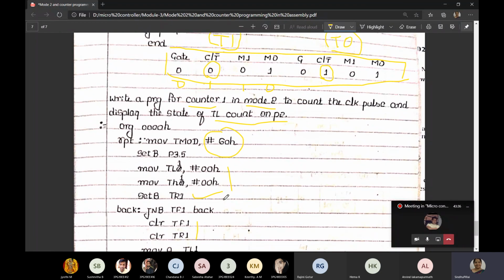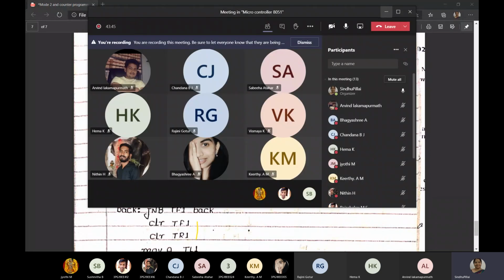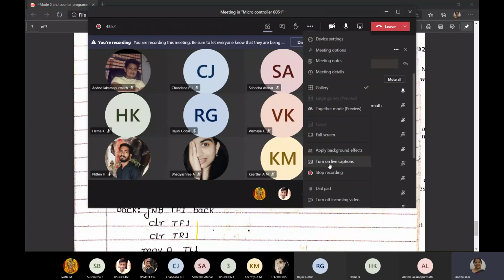Important is that in mode 2, you have to remember what the maximum count is, and what should be filled in the TMOD register. Please go through the examples once again and see what should be filled in the TMOD register. You calculate and find it yourself, so that it will become easy for you.